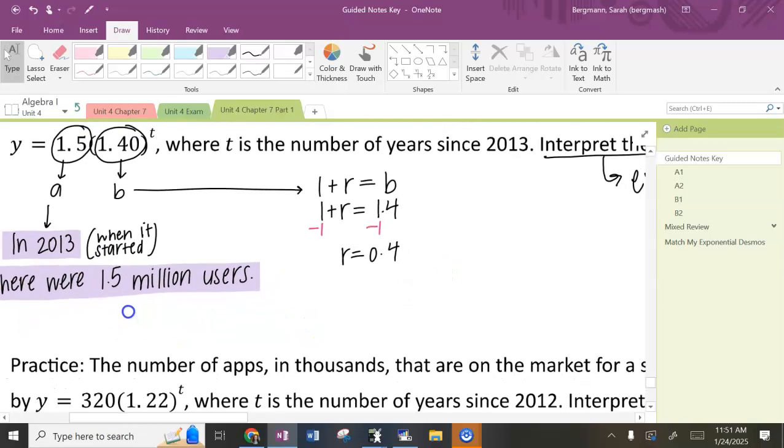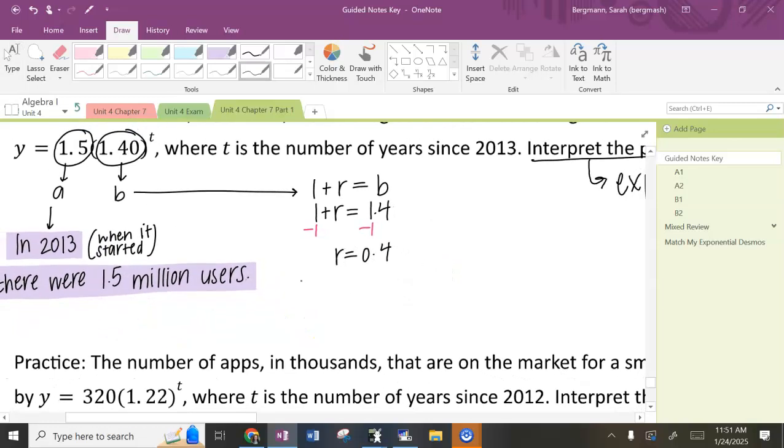So what this is saying is that the number of users, you want to be really specific about what we're talking about, grows. Anytime it's positive, it's growth. Anytime it's negative, it's decay for the rate. The number of users grows by, it's not 0.4 every year.